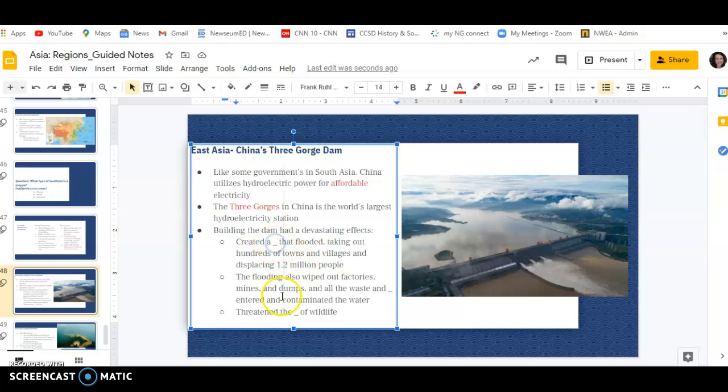However, building this dam had devastating effects, things that should sound familiar. It created a reservoir when it blocked up the river that flooded, taking out hundreds of towns and villages and displacing 1.2 million people. It also wiped out factories, mines, and dumps, and all the waste and pollutants entered and contaminated the water. It also threatened the habitats of the wildlife. But look how big that dam is.